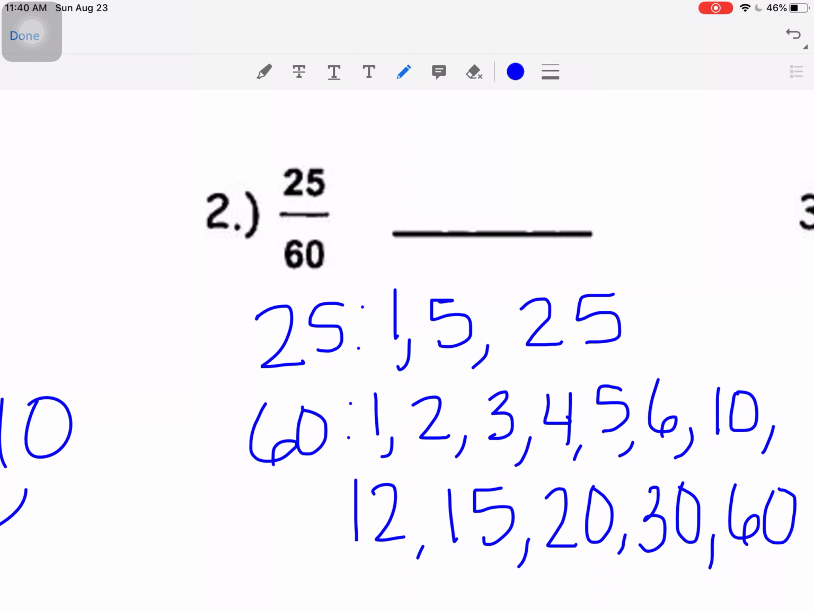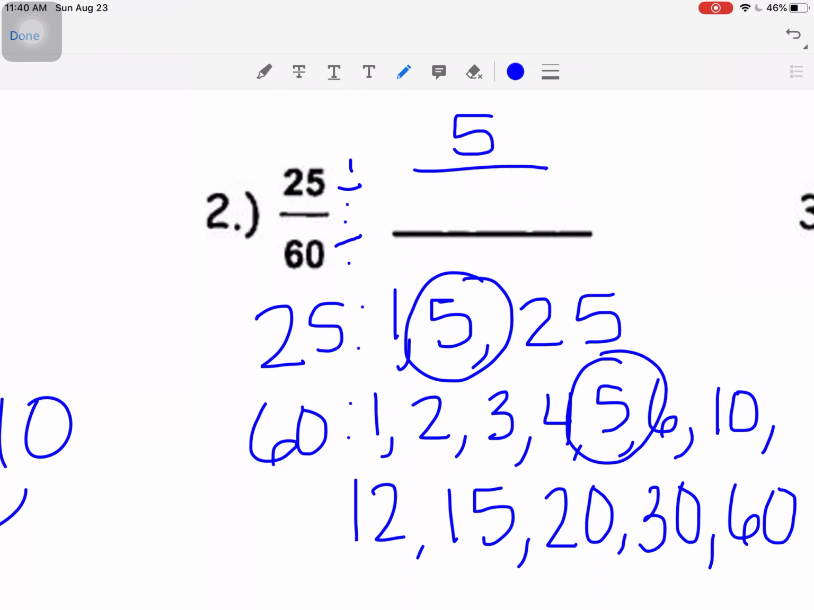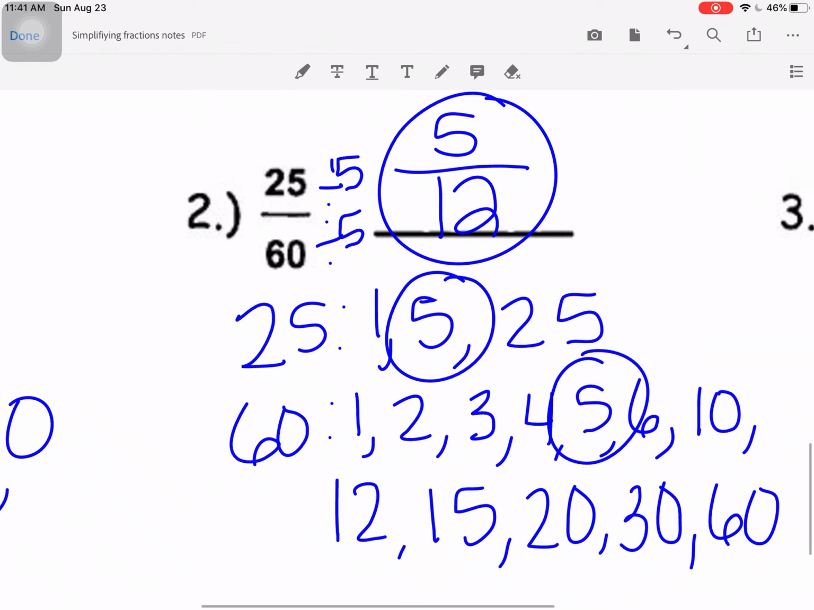1 times 60, 2 times 30, 3 times 20, 4 times 15, 5 times 12, and 6 times 10 all give us 60. So we look for the greatest common factor. We're looking for the largest number they have in common, and it is 5. So then we divide by 5. So we get 5, and 60 divided by 5 is 12. So 5/12 is our simplified fraction.